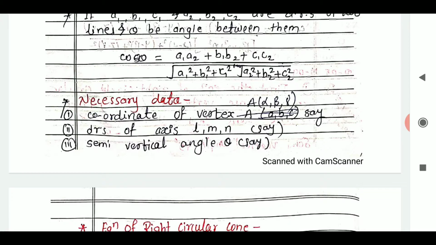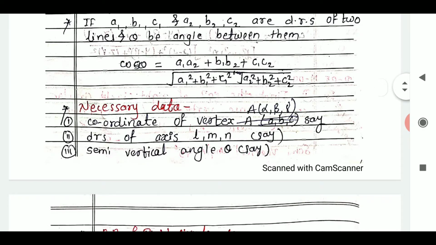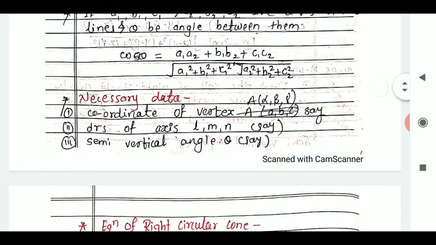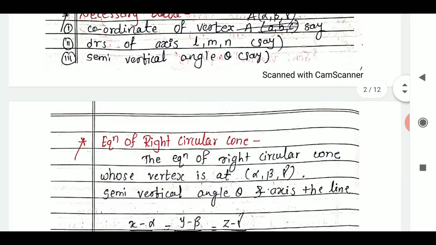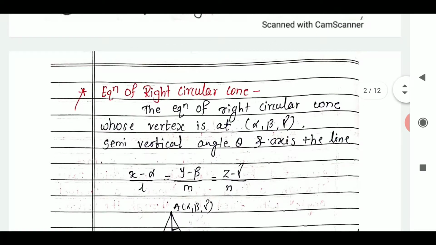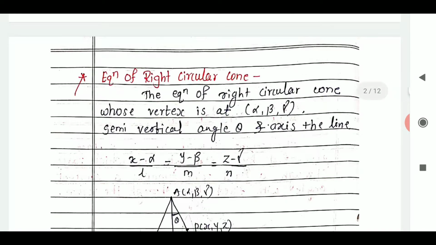For finding the equation, we need the necessary data. First, we need the coordinates of the vertex, that is A (alpha, beta, gamma). Next is the direction ratios of the axis, which we consider as L, M, N, and the semi-vertical angle theta. Now we see how to find the equation of the right circular cone.